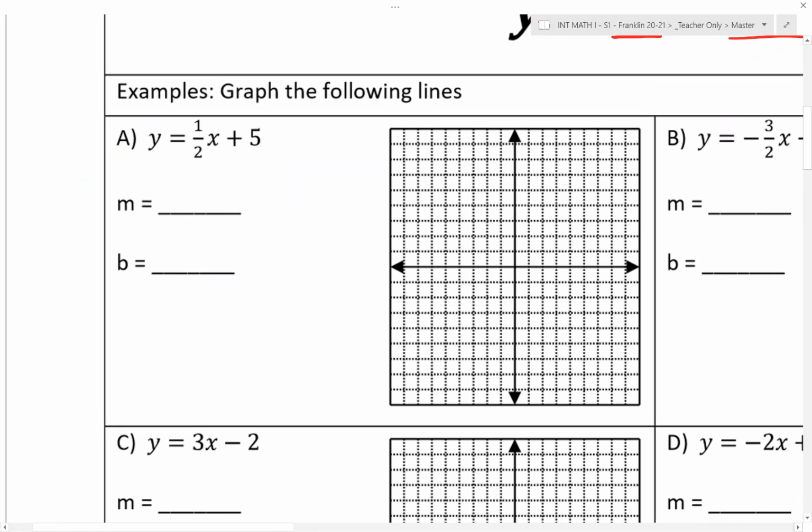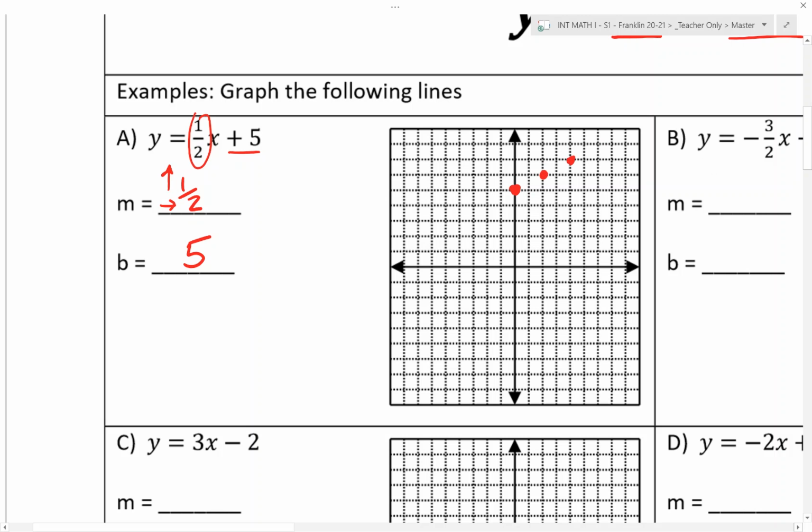Example A says we're going to graph the following lines. Example A says y equals 1/2 x plus 5. So we know the slope right here is 1/2, and we know the y-intercept is 5. The y-intercept is where the line crosses the y-axis. So we go to 5 on the y-axis, which remember is the up and down axis. The slope is 1/2, so remember that's up 1, right 2. Since it's positive, it's going up to the right.